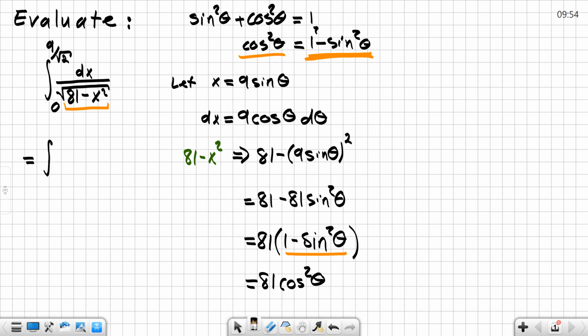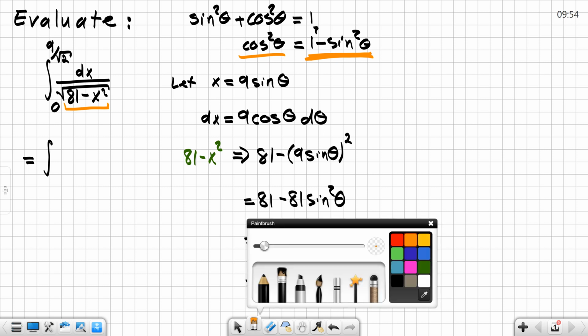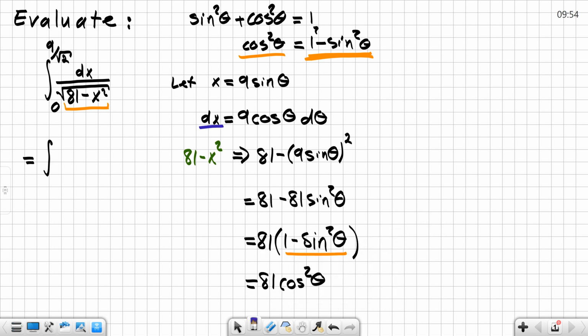So that means now I can rewrite my integral as, let's have a look, dx is going to be replaced with 9 times cosine theta d theta, all divided by the square root of 81 minus x squared, which is going to be 81 cosine squared theta.